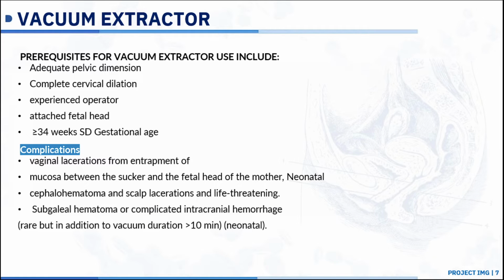Prerequisites for vacuum extractor use include adequate pelvic dimension, complete cervical dilatation, experienced operator, engaged fetal head, and greater than or equal to 34 weeks of gestational age. Complications: vaginal lacerations from entrapment of mucosa between the extractor and the fetal head of the mother, neonatal cephalohematoma, and scalp lacerations. Rare but life-threatening are subgaleal hematoma or complicated intracranial hemorrhage, in addition to vacuum duration of more than 10 minutes, neonatal.